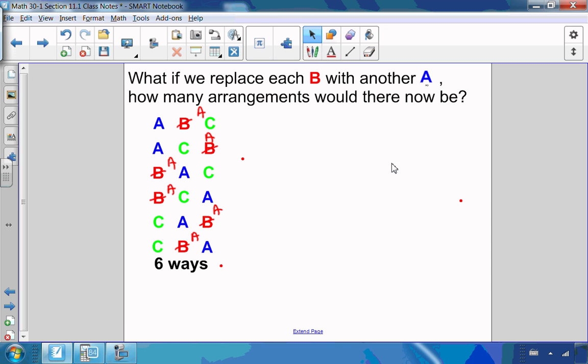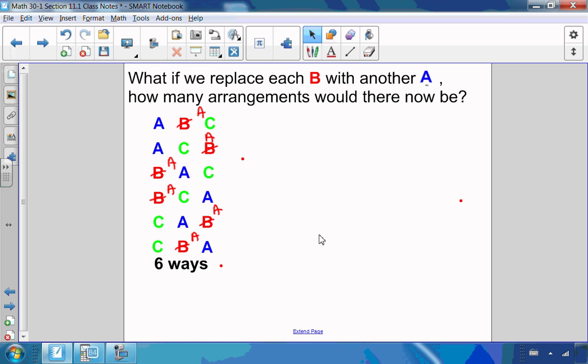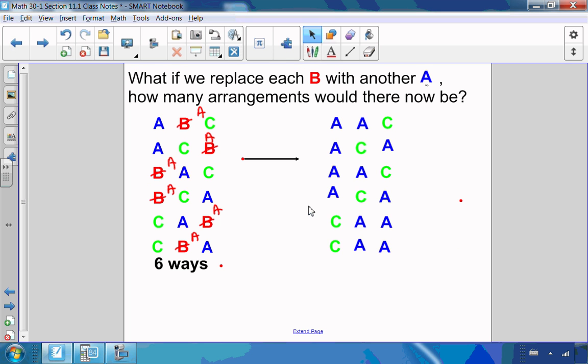Okay, that's a little bit messy. Let's clean that up a little bit. There we go. So I really have AAC, AAC, ACA, etc. My question is, I started with 6 arrangements. Do I still have 6 arrangements?